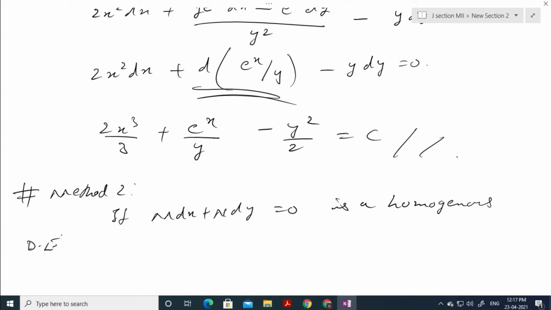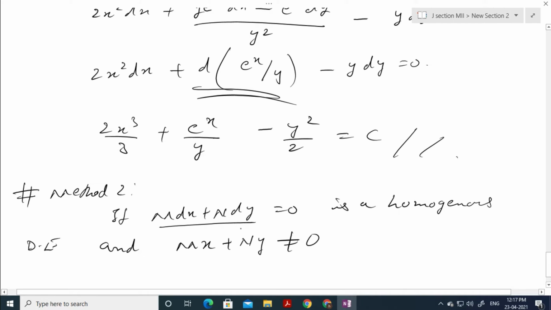But since we are talking about the exactness, even though it is homogeneous, instead of solving with that method, you can find an integrating factor which, on multiplying the given differential equation, will become exact. So for the second method, the condition is the given differential equation m dx plus n dy is equal to 0 should be homogeneous, and this condition should be satisfied: mx plus ny. What does this mean?